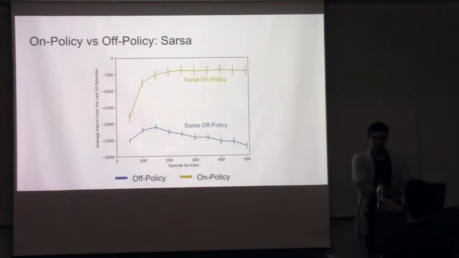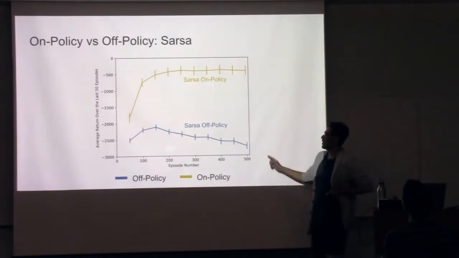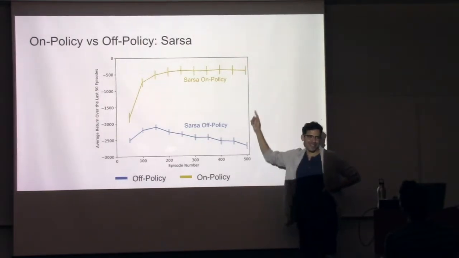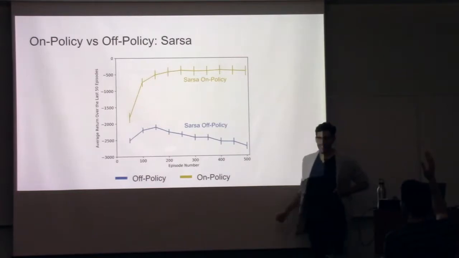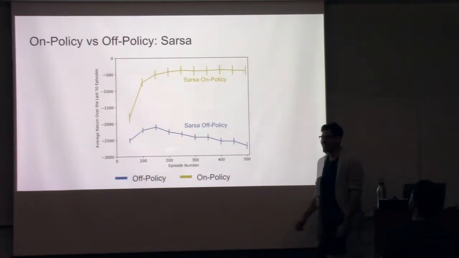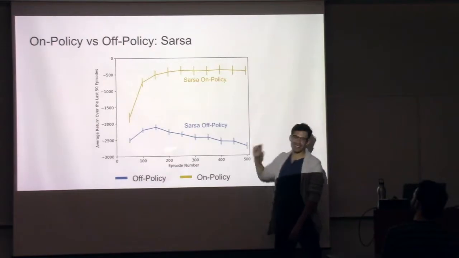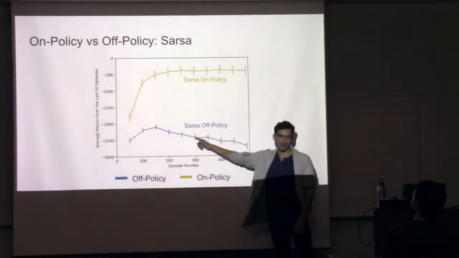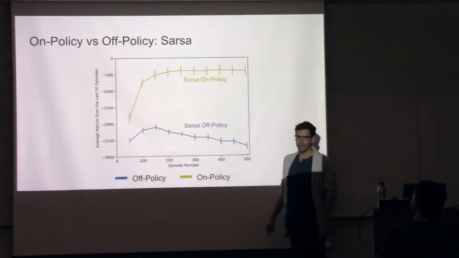So in this plot, higher is better? Yeah, thank you. I forgot to mention that. So yeah, in this plot, the higher the line goes, the better the algorithm is performing. In this case, we can see that the on-policy Sarsa is just doing way better than the off-policy Sarsa. Significantly better, not just better.